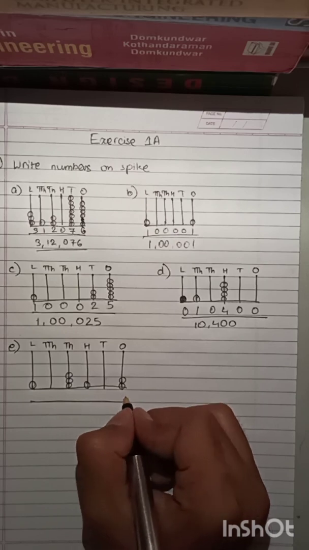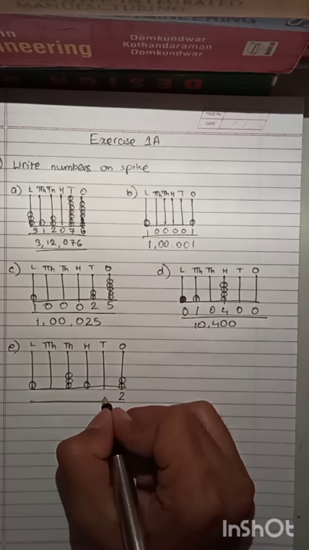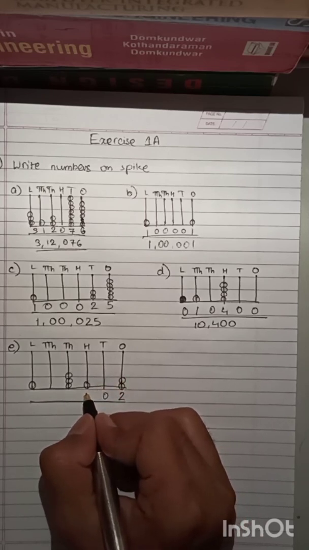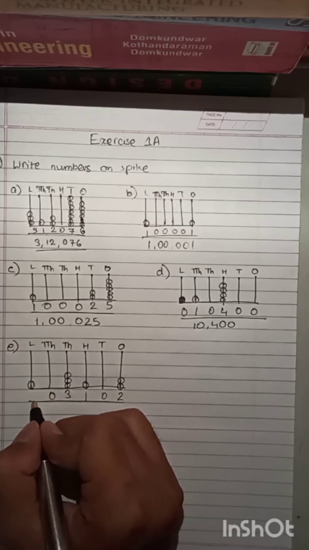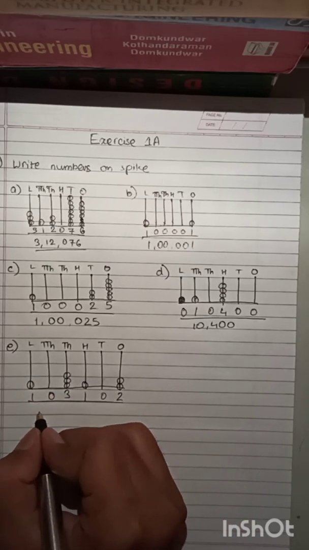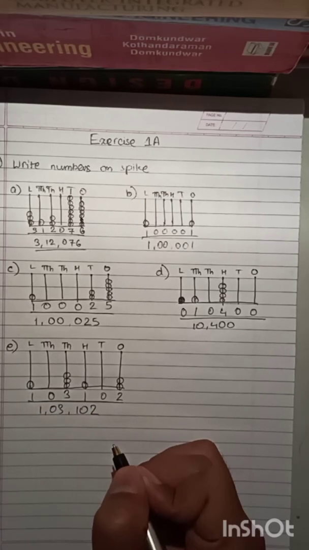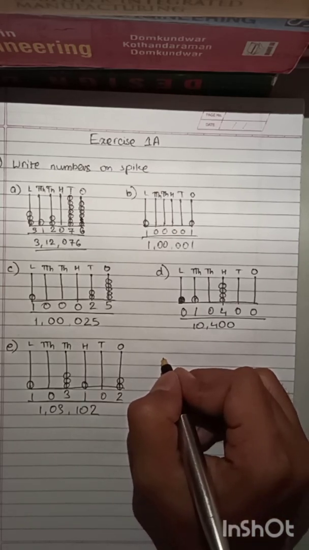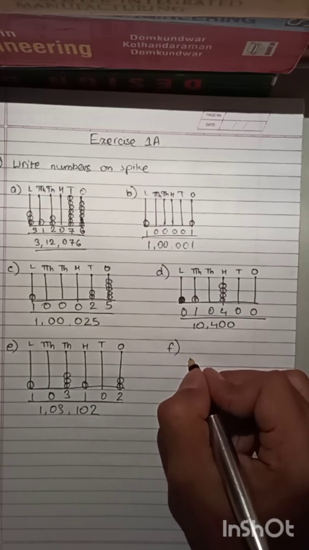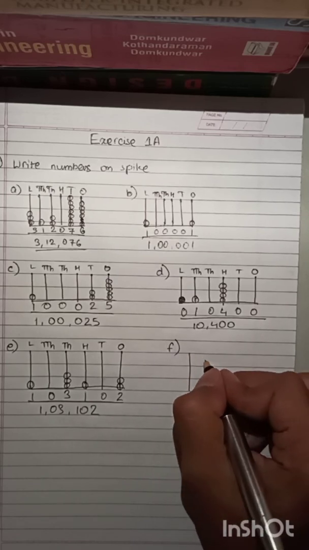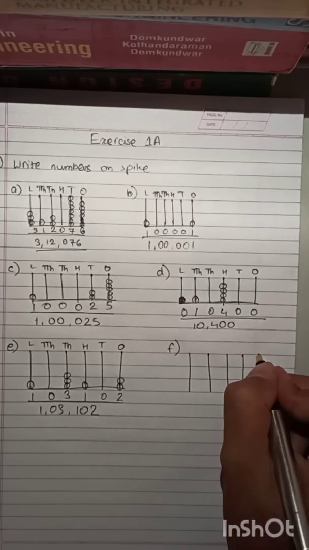Now here we have 2 beads on ones spike. We don't have any bead here. We have just 1 bead here, 3 beads over here, no beads here as well, and 1 bead. So this becomes 1,03,102. Now for this question, this might not be tricky, but it's not very easy also. It's like a normal question.